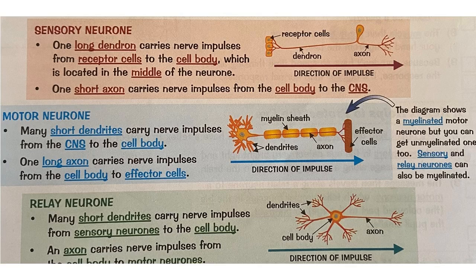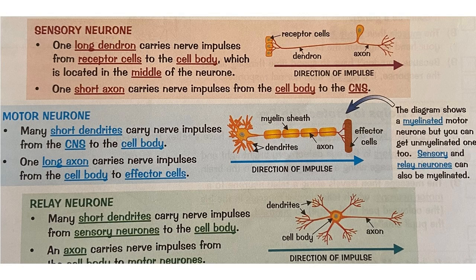We can see on this slide there are some differences between sensory neurons, motor neurons, and relay neurons. And there's a diagram of each, and there is a description and an explanation there of how they differ from each other. I'm not going to read that through for you. You can pause here and read that if you want to.